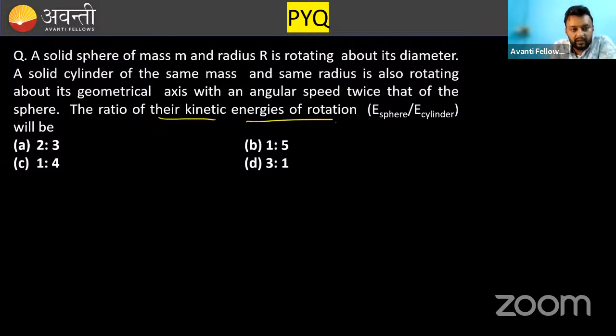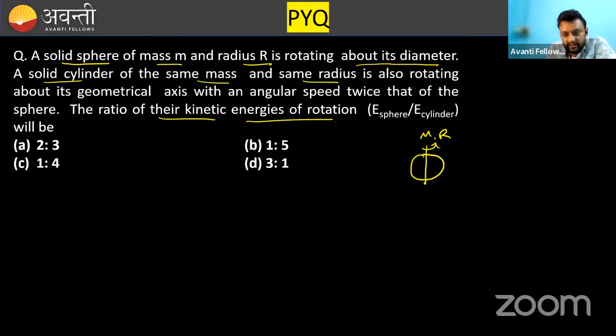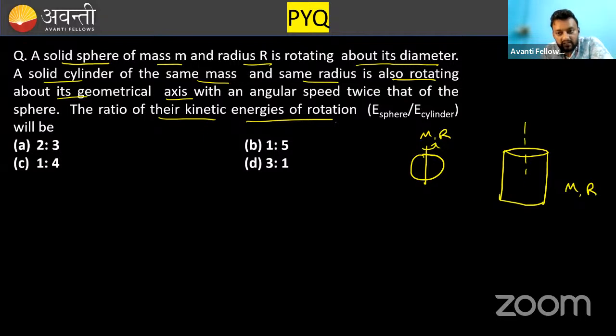What are the two bodies? There is a solid sphere of mass m and radius r. That means there is a solid sphere, mass m and radius r, rotating about its diameter. This is a diameter. It is rotating about its diameter. A solid cylinder of the same mass and same radius. There is a solid cylinder which has the same mass and same radius. Again, clear. It is also rotating about its geometrical axis. Whenever I say geometrical axis of the cylinder, this is this axis.